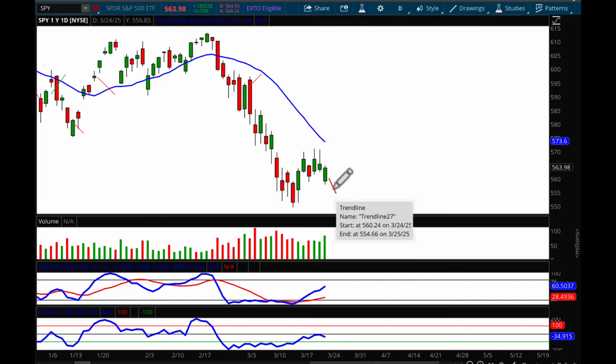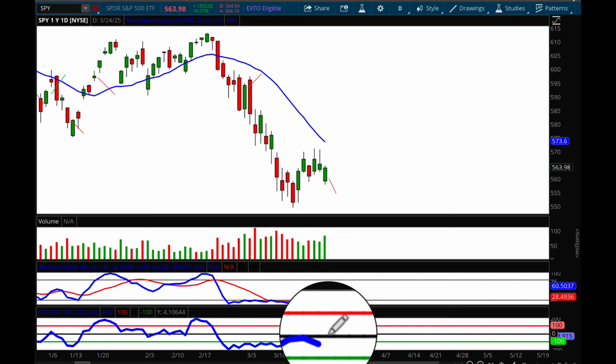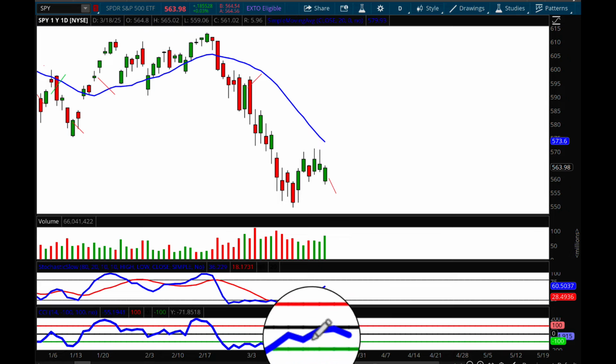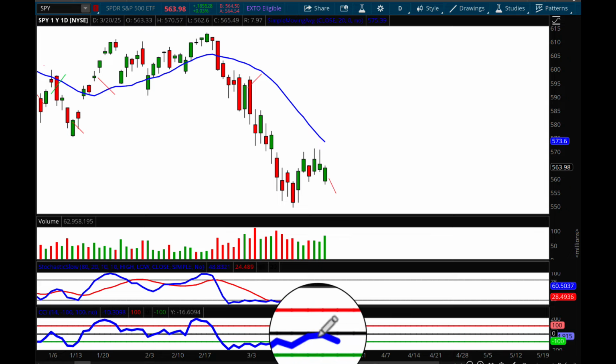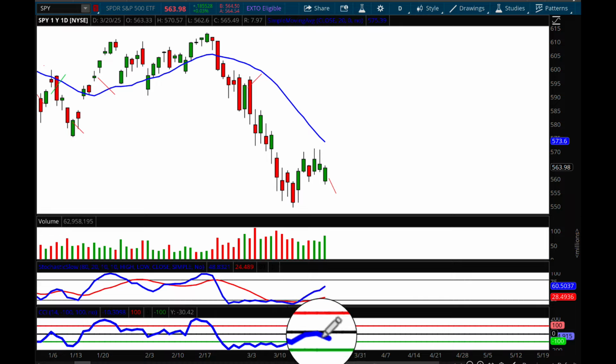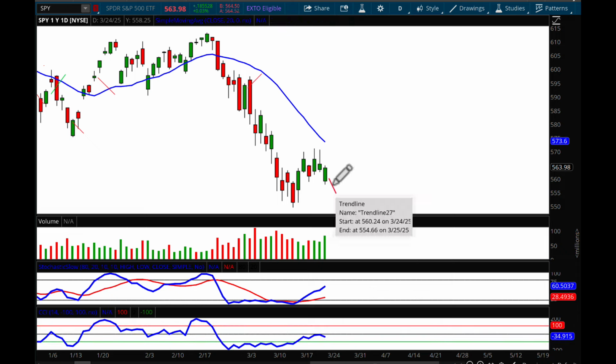I'm going just slightly lower, but still higher than this low right here from the 13th. So downside target on SPY is 554.66. Notice down below, you see the CCI? It was just about to cross over that zero line, which would have given us some momentum for a couple of days, but it did an about face and it's starting to head lower. Hence the reason why I'm leaning more to the downside here.